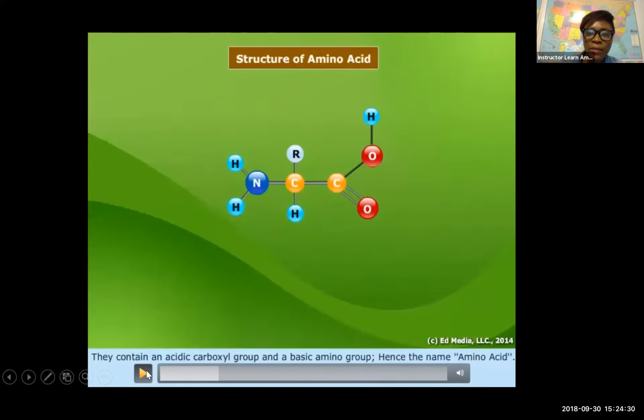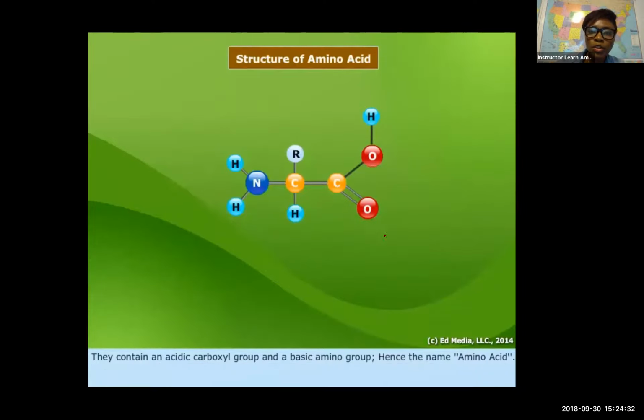All right, so I want to pause it right here to look at the chemical structure. So here we have our carboxyl group and our amino group. And so there are different types of amino acids. Amino acids make up protein.